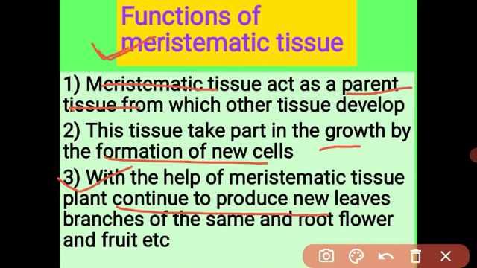Today in this video we have studied the plant tissue. There are two types of plant tissue, meristematic tissue and permanent tissue. In this video we studied the meristematic tissue in detail. There are three types of meristematic tissue: apical, lateral and intercalary. Understood, student? What is the meristematic tissue?